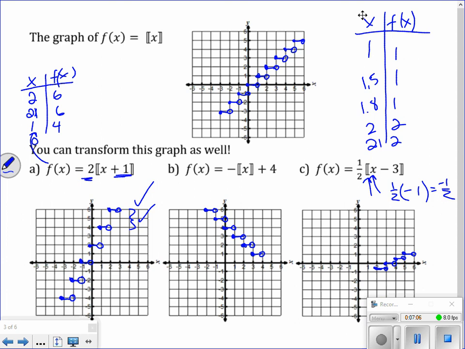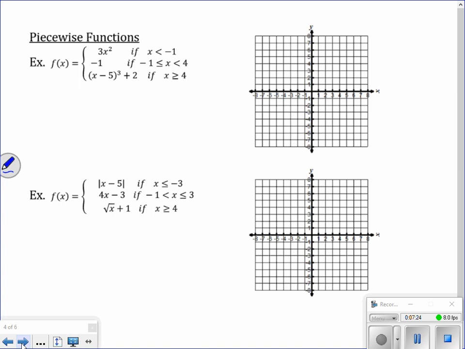All right, and so if I continue on, filled in circle, over, open, filled in circle, over, open, over, open. Okay. All right, and so that's it. Just be able to do transformations on that as well. All right, and the last little bit right here that we're going to do is on piecewise functions.